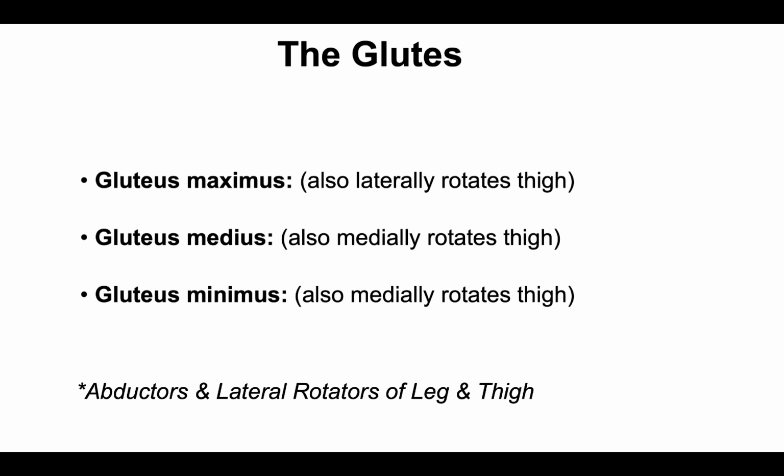The next set of muscles we're going to discuss are the glutes, starting with gluteus maximus, medius, and minimus. Maximus is going to laterally rotate the thigh, and then medius and minimus medially rotate the thigh, and ultimately they're abductors and lateral rotators of the leg and thigh.